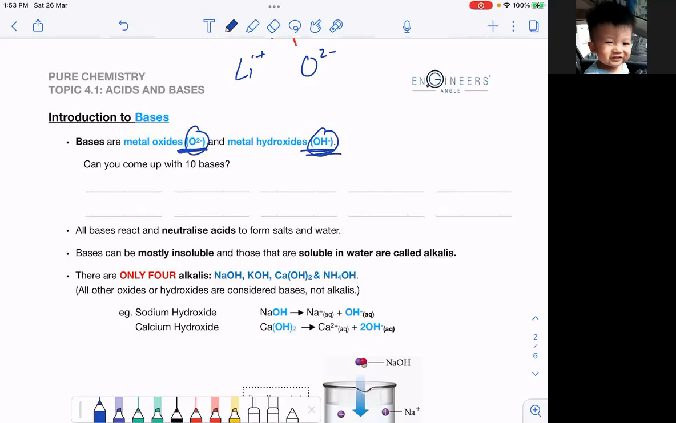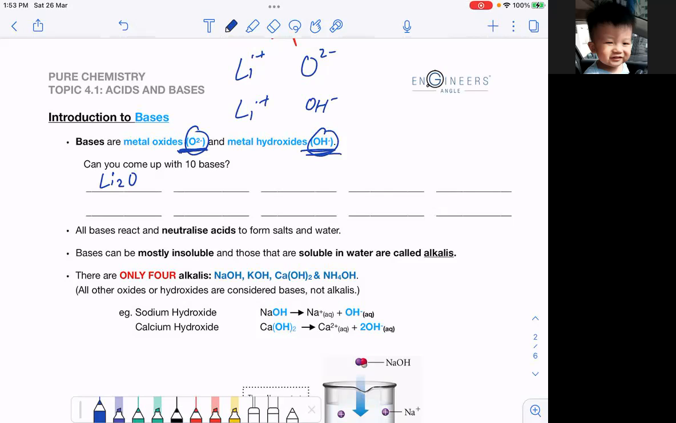Li2O. Would you know it's Li2O? This is a base. What if I want to be lazy? I don't want to make another metal. I still stick to lithium. I change to hydroxide. I crisscross lithium, hydroxide. Would I get a base?